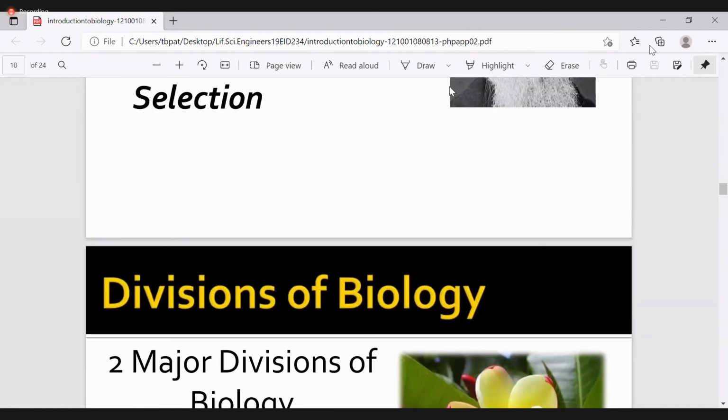These are all the divisions. You remember all these things, because in the next classes we have classifications, and in that classification these things come again.